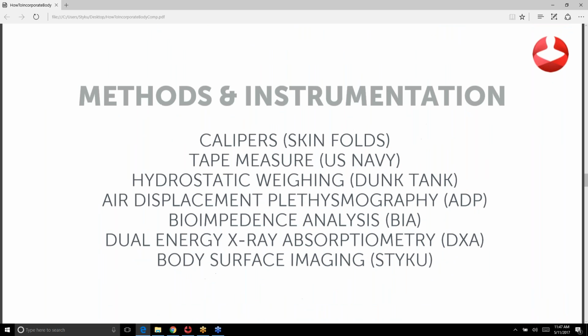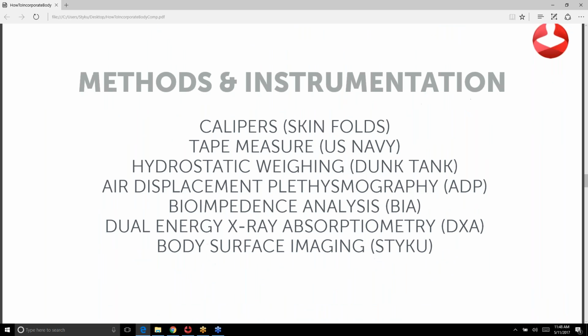So briefly about the 7 different methods that we're going to discuss today for measuring body fat. Calipers, which are sometimes called skin folds. There are 2 kinds of caliper methods that most of you are probably familiar with. There's the 3-site method, and then there's the 7-site method.